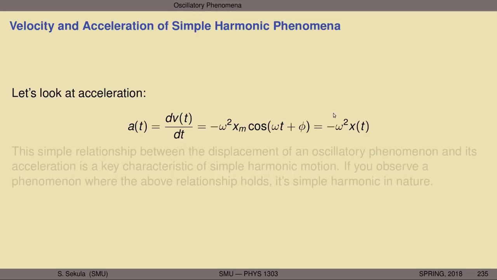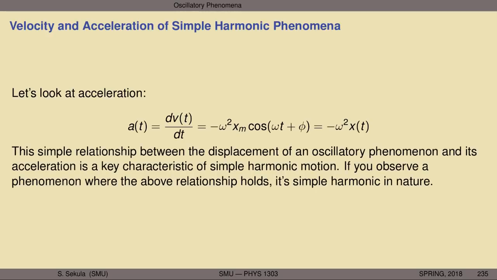Acceleration is equal to the negative of the angular frequency squared times the displacement at any time. This is cool. I don't have to keep taking the time derivative of simple harmonic phenomena to find the acceleration. All I have to do is know the angular frequency of the phenomenon, take the displacement at any time t, multiply by negative omega squared, boom, I have the acceleration.